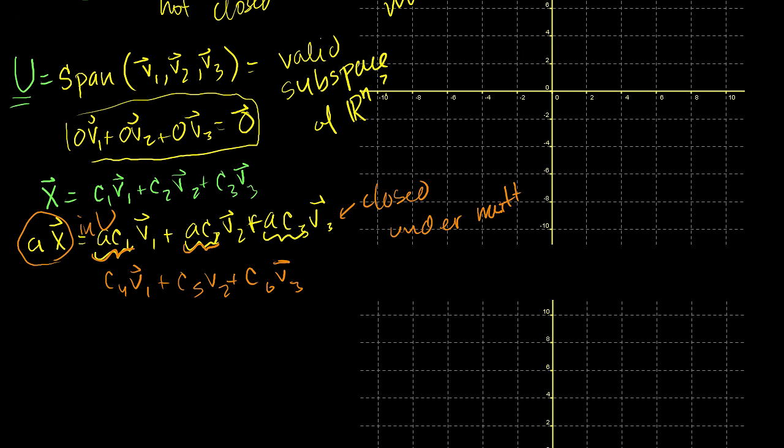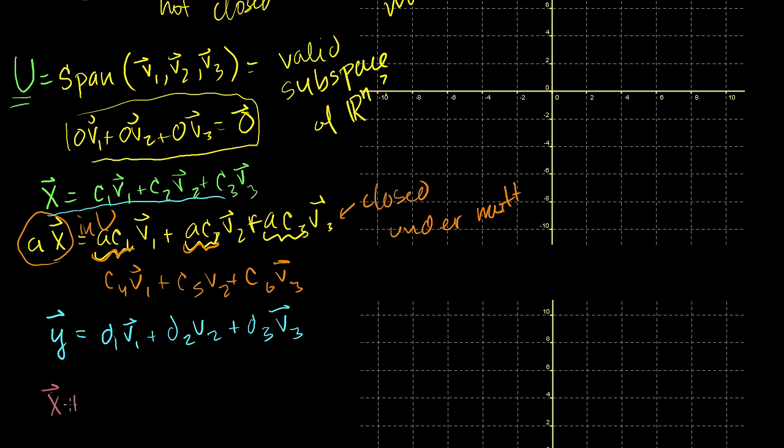So let me prove that. We already defined one x here. Let me define another vector that's in U, that's in the span of these vectors. And it equals, I don't know, let's say it equals d1 times v1 plus d2 times v2 plus d3 times v3.